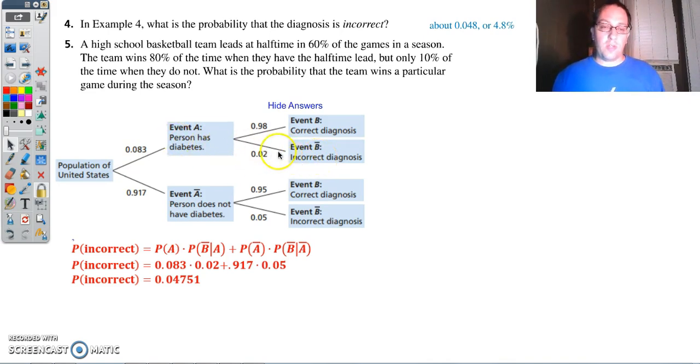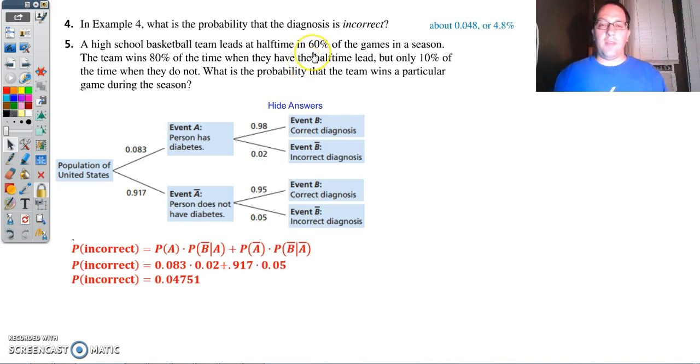So we multiply those together because we want this and this. And we're going to add to that the probability that they do not have diabetes and get the wrong diagnosis. So 0.917 times 0.05. So now we have this and that, so we multiply them together. And we want this one or that one, so we take those two probabilities and we add them up. And we get 0.04751, or about 4.8%.